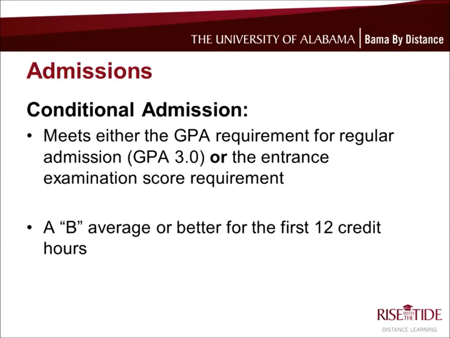And we also have conditional admission, so if you don't meet the requirements for regular admission, you may be admitted conditionally if you meet either the GPA requirement or the test score requirement. All that's required of you, if admitted conditionally, is to maintain a B average for the first 12 credit hours, and then you'd be unconditionally admitted.